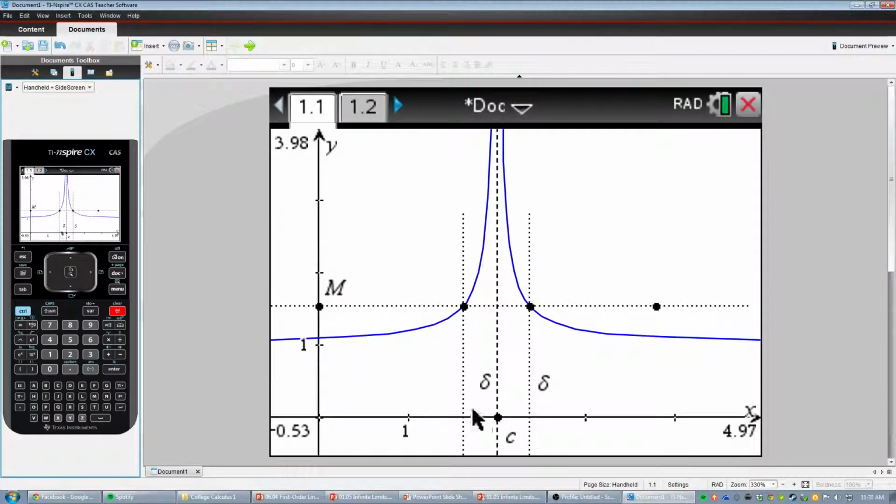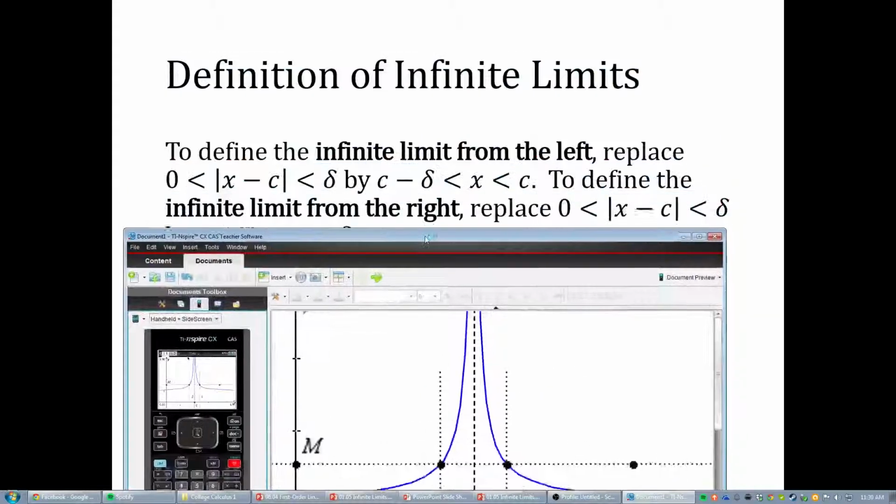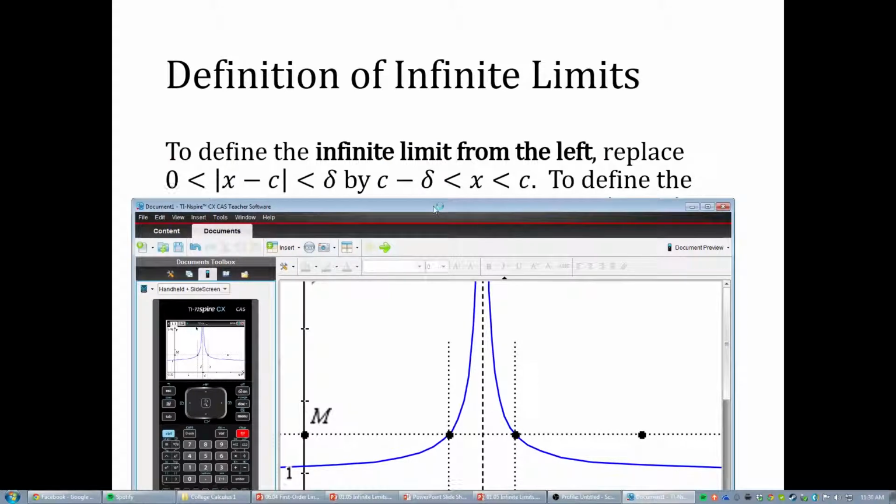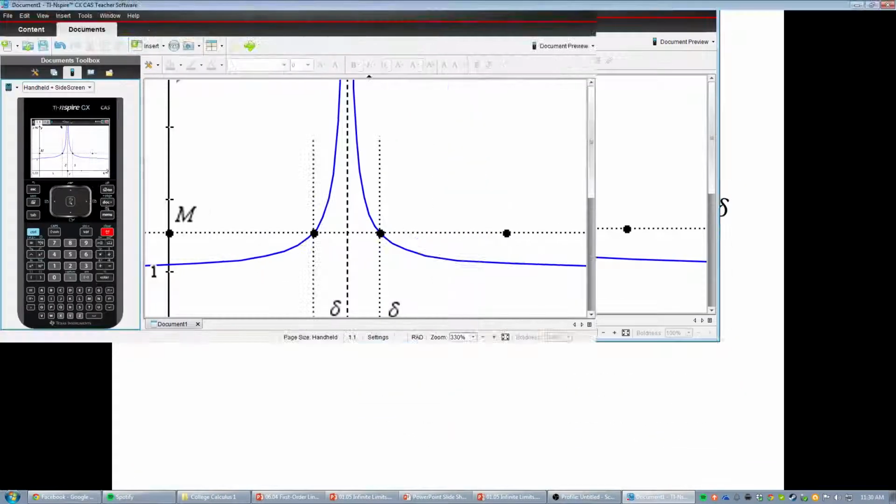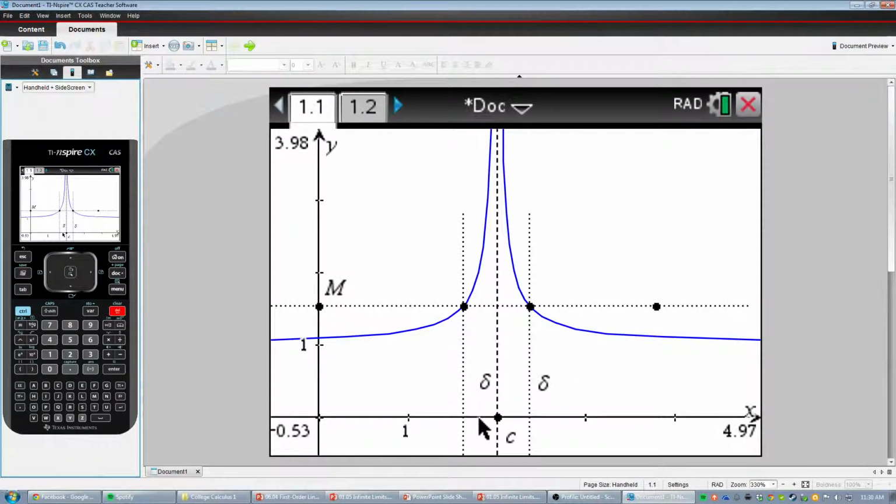So c minus delta is talking about the distance on this side. And remember, c minus delta is always going to be a very small number, so c minus delta will give you a positive number. And x is always going to be greater than that. All that says is that x is going to be within delta of c. x is always going to be in here.